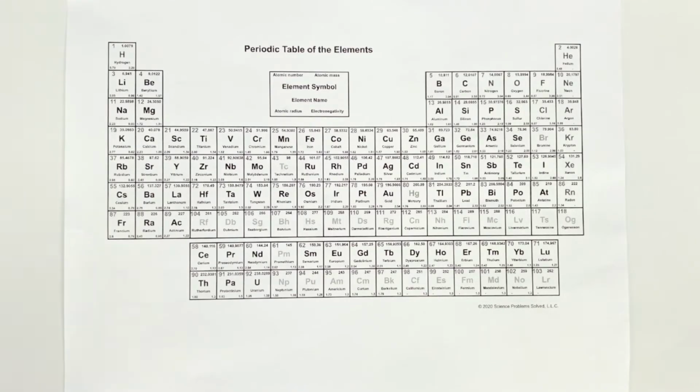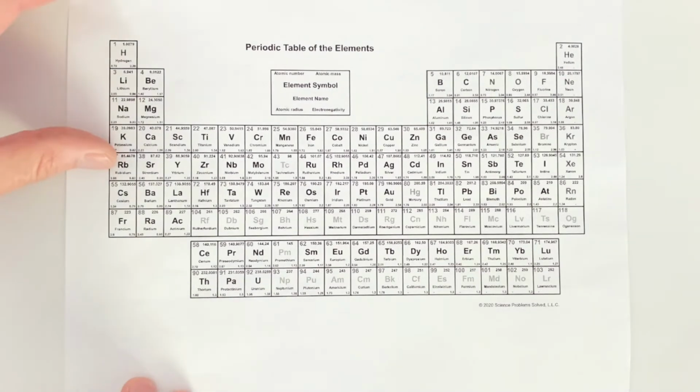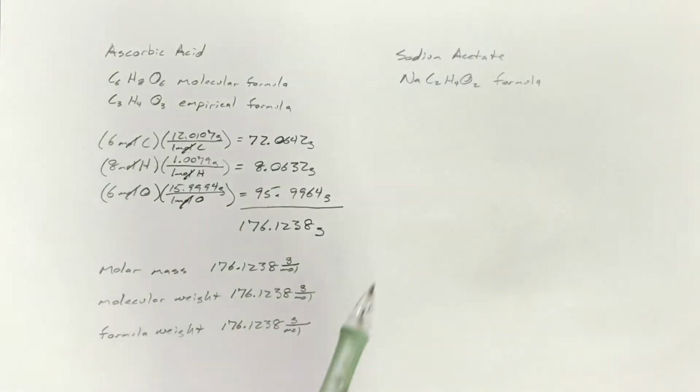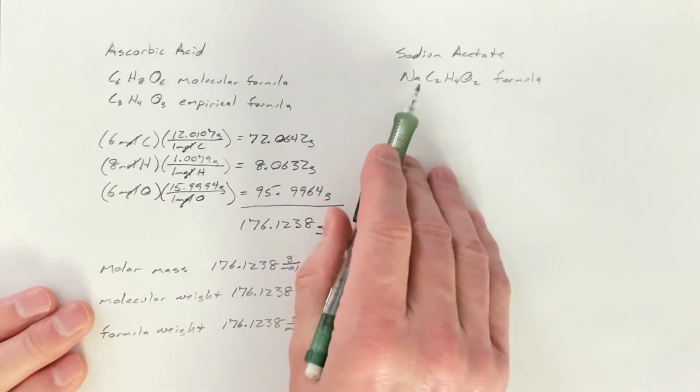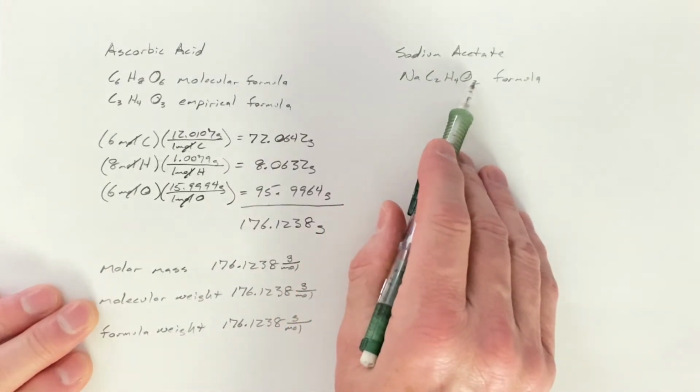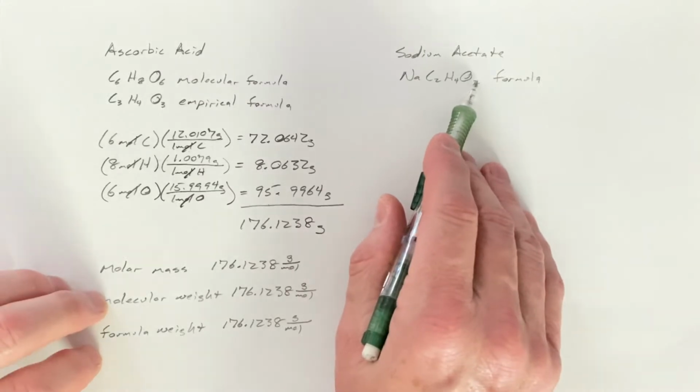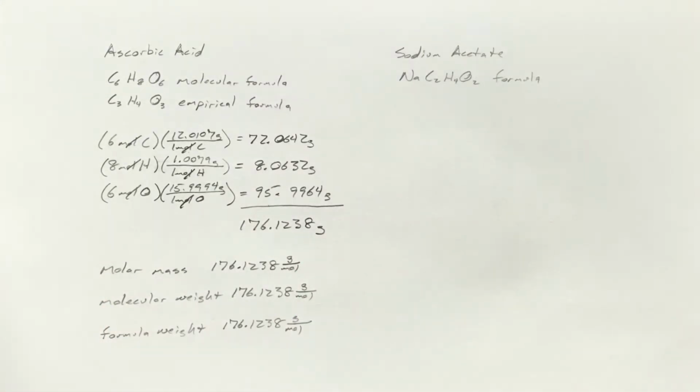So bear in mind, if we find a chemical formula that has either a group 1 or a group 2 metal in the formula, then that compound is an ionic compound. We look at sodium acetate and we see that it has sodium, and therefore it is clearly an ionic compound. So I cannot call this the molecular formula because this is not a molecular compound. This is an ionic compound.